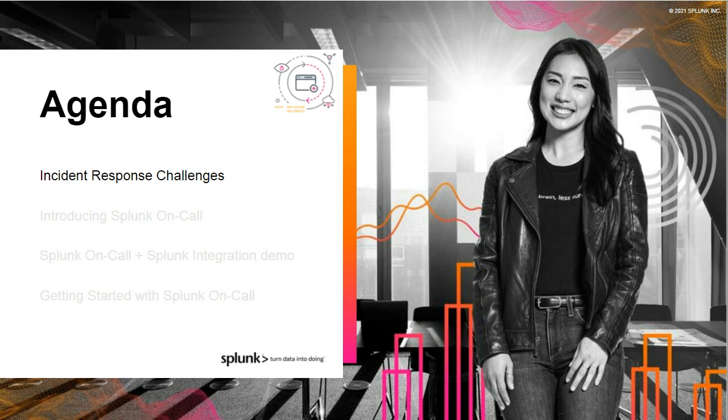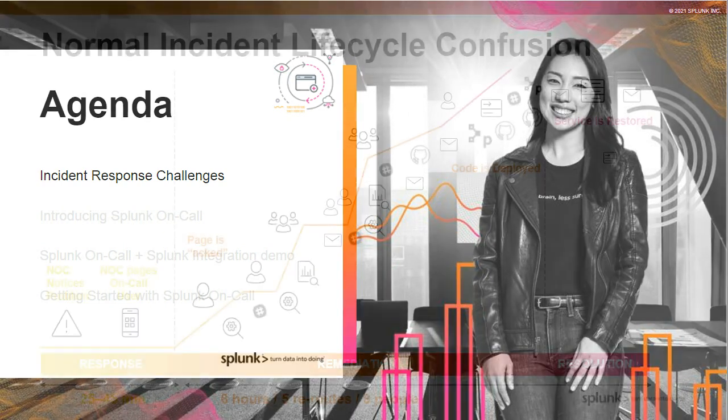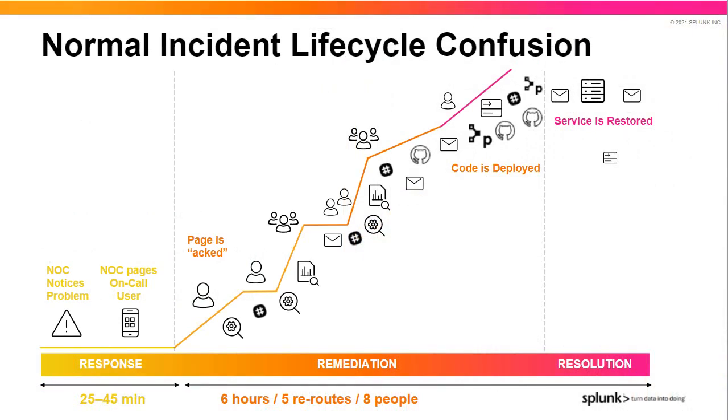Let's cover some of the key challenges that happen when incidents come into your organization and how people respond to them. When an incident, often in the form of an outage, comes into an organization, we typically see a few key phases, which quickly add up to a lot of time and energy.